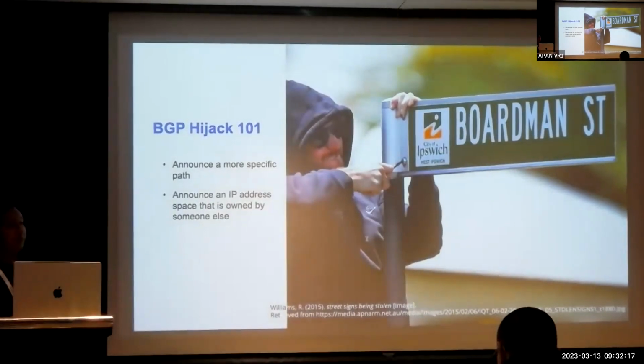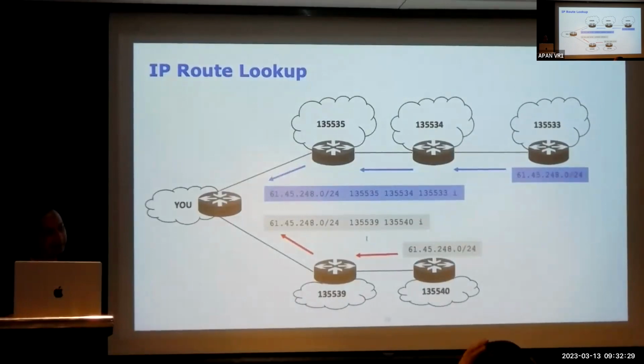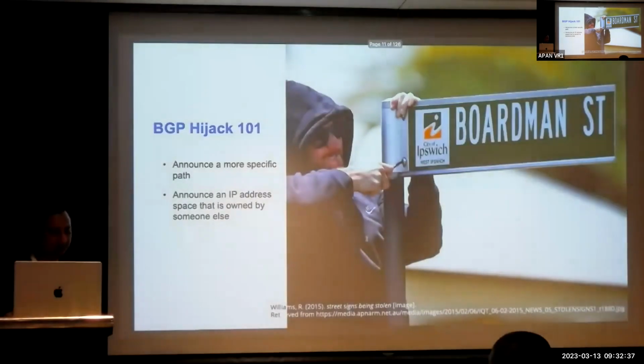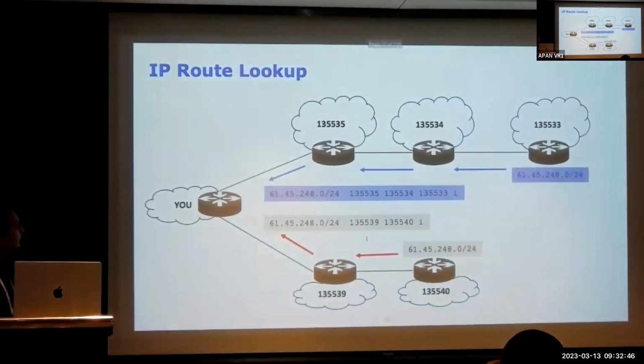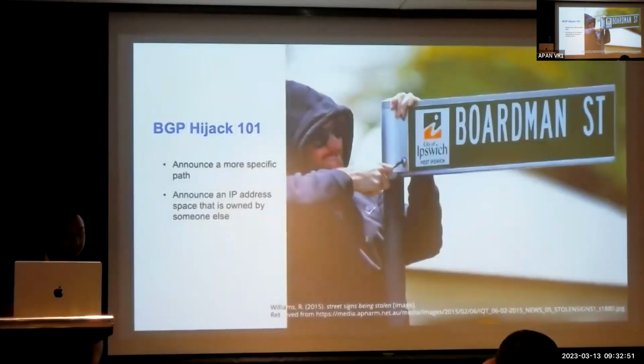So that's hijacking. This guy over here, 135540, is actually hijacking the prefix, because it's telling everyone, hey, I'm the shortest path to this particular destination. So what is BGP hijacking? It's announcing a more specific path, just like here, and also announcing an IP address space that's owned by some other network on the internet.